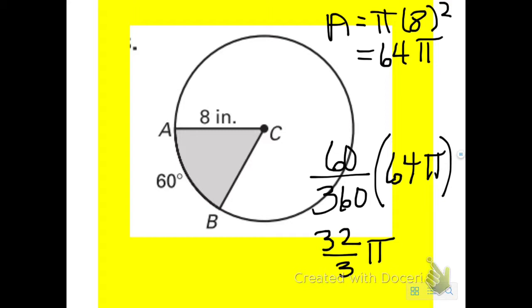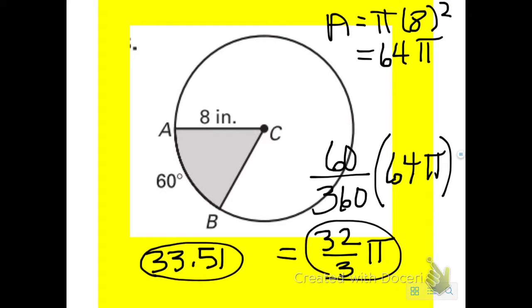Now if I want to get an estimated answer, all I do is hit the SD button. So I know that equals 33.51. Estimated answer, exact answer.